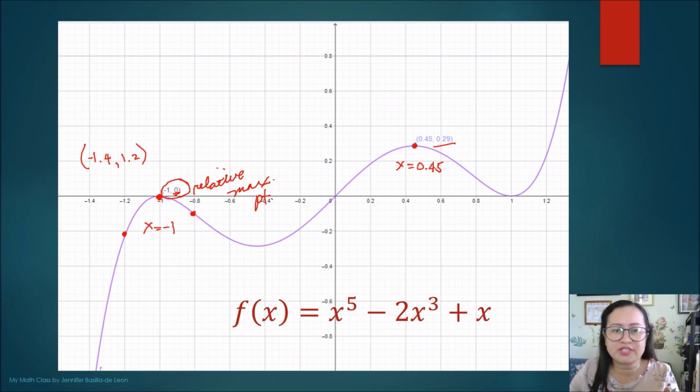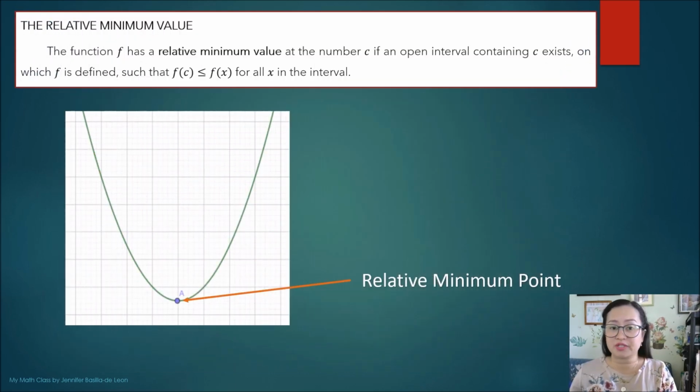Let's move on as we discuss the relative minimum value of the function. The function f has a relative minimum value at the number c if an open interval containing c exists on which f is defined such that f of c is less than or equal to f of x for all x's in the interval. So for example, this is the open interval. We can say that at point A, we can find the relative minimum value of the function, and this point is the relative minimum point of the graph.